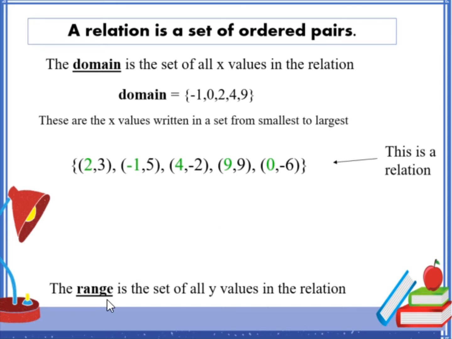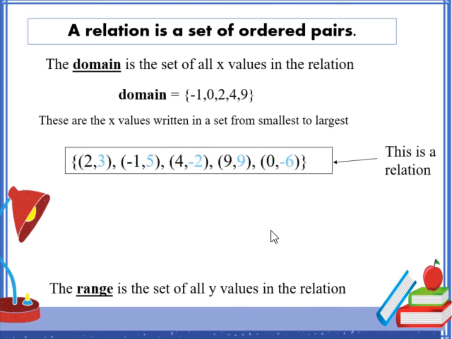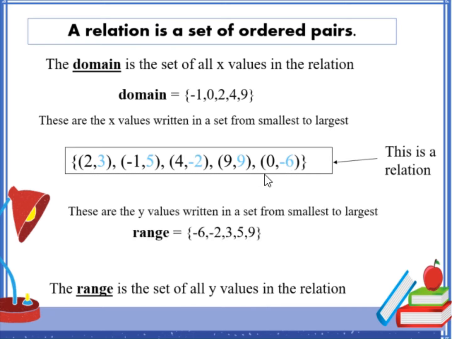Then we have what we call the range. The range is the set of all y values in the relation. For instance, we have 3, 5, negative 2, 9, and negative 6. These are all y values in this relation. If we arrange them from smallest to largest, we'll have negative 6, negative 2, 3, 5, and 9 as part of our set for the range.